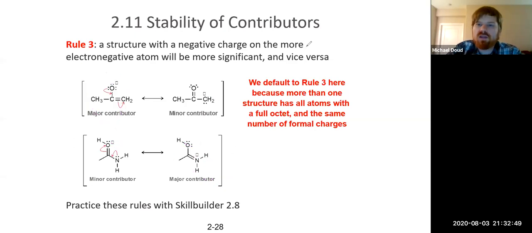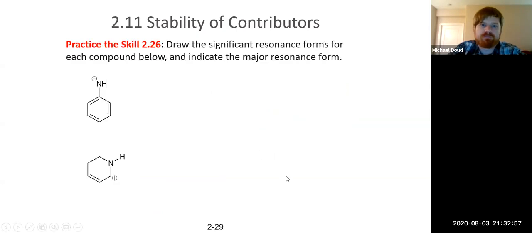Okay, so hopefully that's a little bit of review, but definitely keep working with the skill builder, and we have some of those problems in the sample exercise packet as well. Okay, so here's your practice of this skill. Go ahead and draw your significant resonance structures for each of them. We're going to do this in the sample exercise packet, so we'll have the answers there, but this is a good time that you can think it through and work on them.